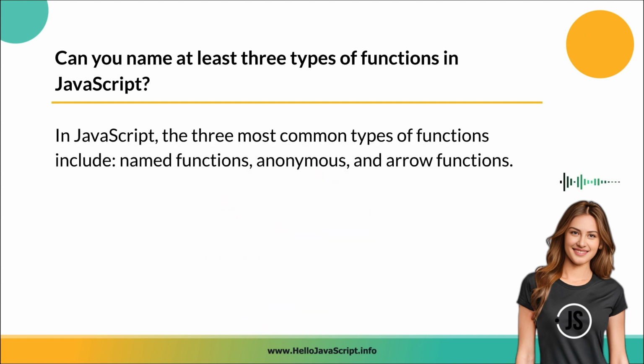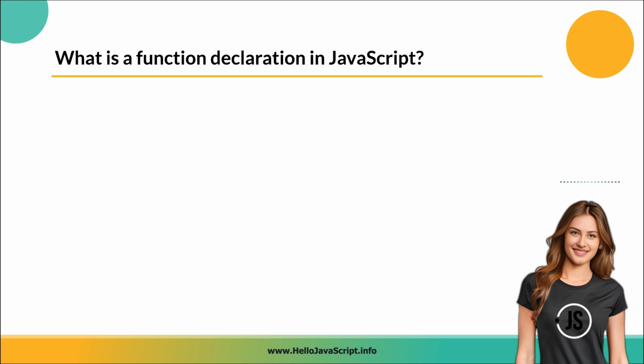Here is the interview response. In JavaScript, the 3 most common types of functions include named functions, anonymous, and arrow functions. Let's move on to the next question. What is a function declaration in JavaScript?